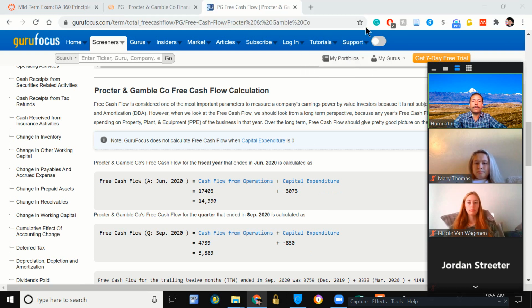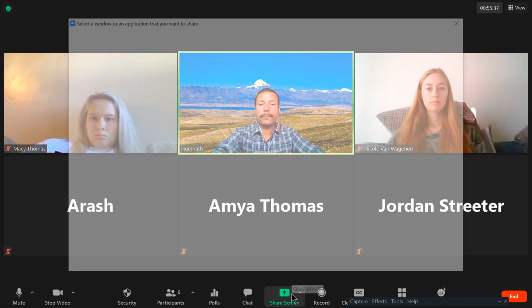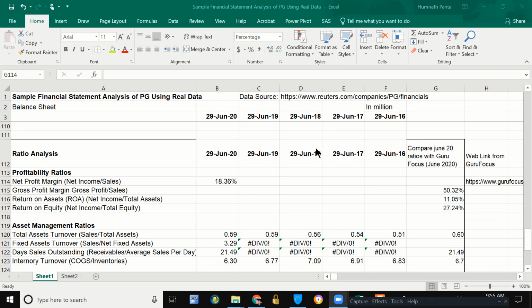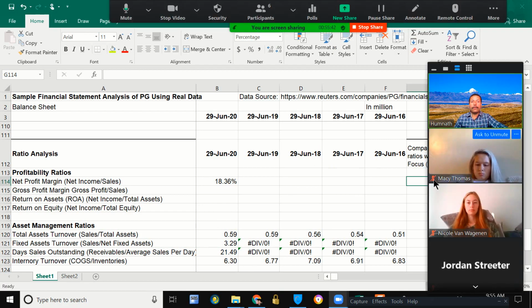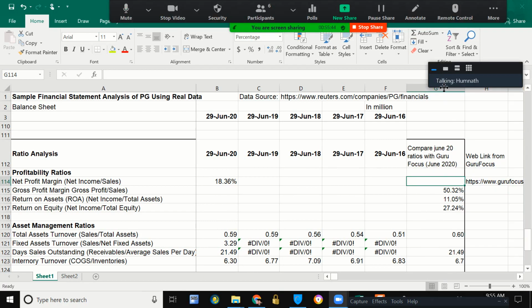So stop sharing this one, and then I will do one more, and I'm going to go right here. So we already have this one, 18.36. You remember we checked earlier? So 18.36%, and I just want to make sure you copy the link from the website in Guru Focus and then just paste it right here.